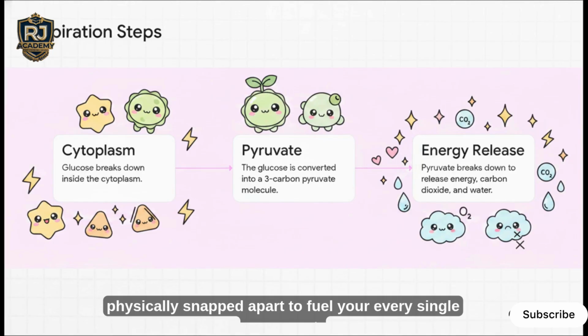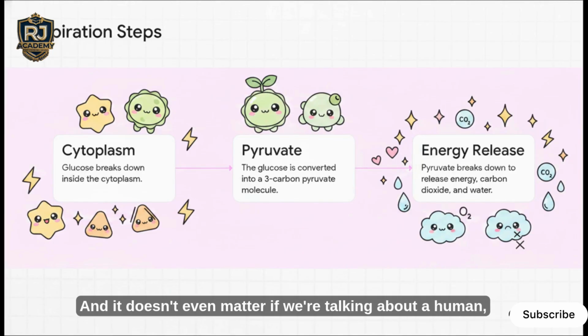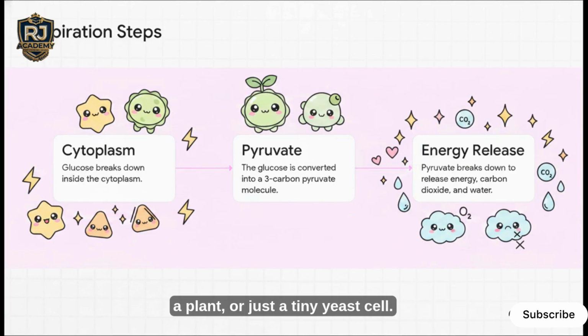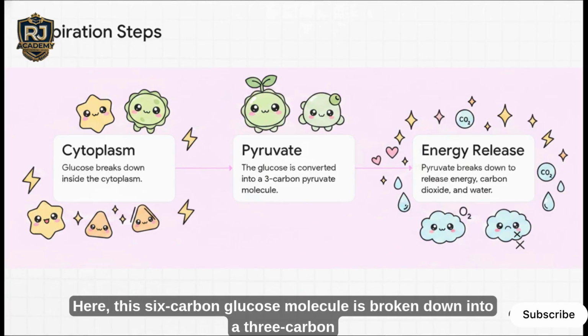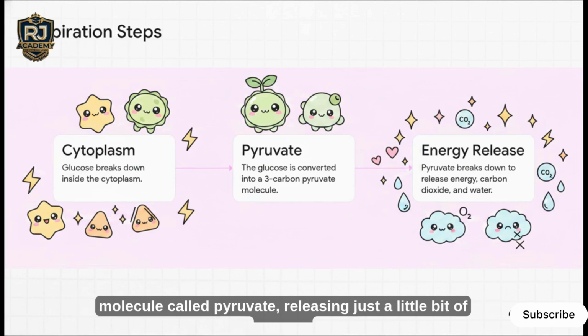And it doesn't even matter if we're talking about a human, a plant, or just a tiny yeast cell. The very first step always happens in the cell's cytoplasm. Here, the 6-carbon glucose molecule is broken down into a 3-carbon molecule called pyruvate, releasing just a little bit of energy. From there, how step 3 actually plays out depends entirely on one absolutely crucial factor, whether or not oxygen is present.